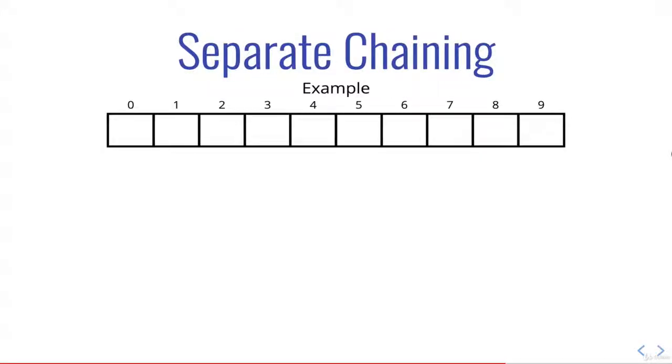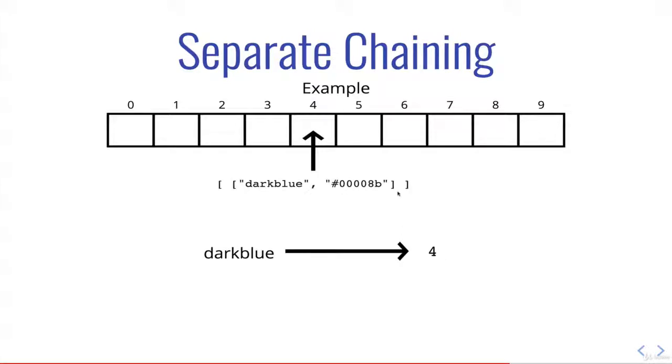For example, if this is our hash table, let's say it's empty. We hash dark blue and we get 4, so we're going to put that right here. But then we also hash salmon and we also get 4, and we also put that right there. Notice that it's in a nested data structure where we have the array bracket here that goes all the way down to here, so they are stored together. This is the first item. This is the second item.